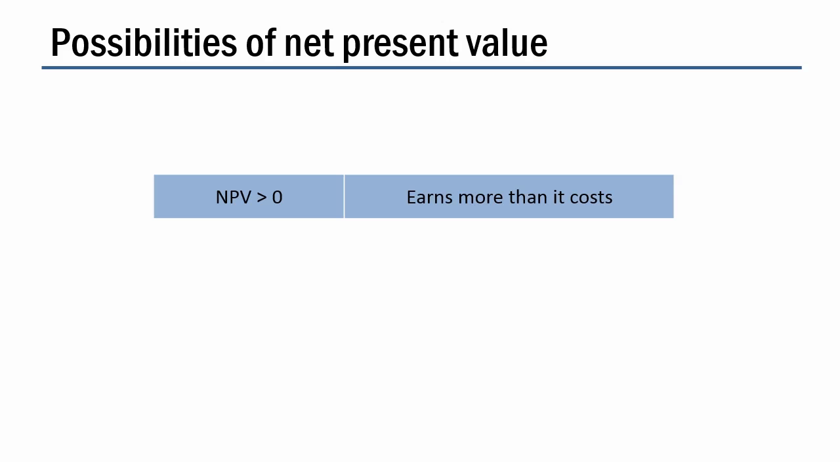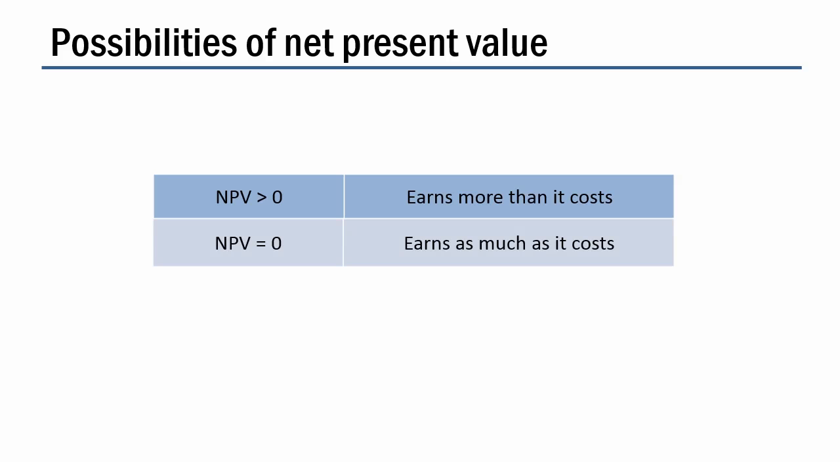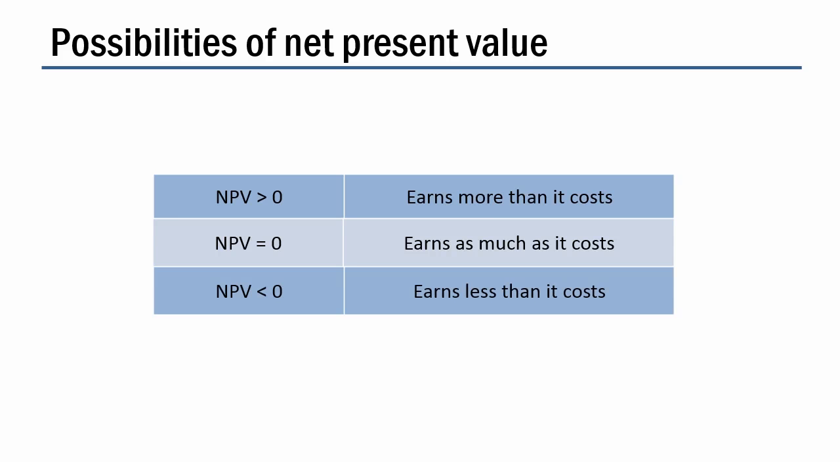And if it's greater than zero, that's good because it means that the investment is earning us more than it costs. Or the net present value could be equal to zero, which means it breaks even. And if it breaks even, we probably won't bother doing it. And of course, the third possibility is that the net present value is less than zero, which means it earns less than it costs. And then we certainly don't want to do it because it means we're losing money on the deal.